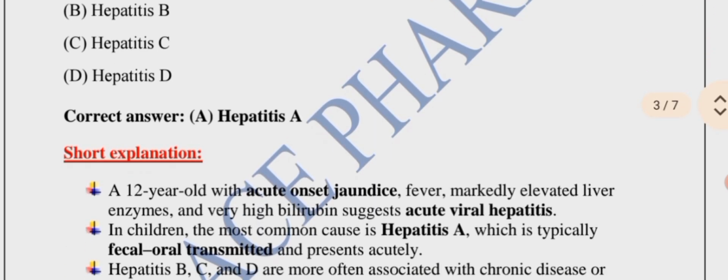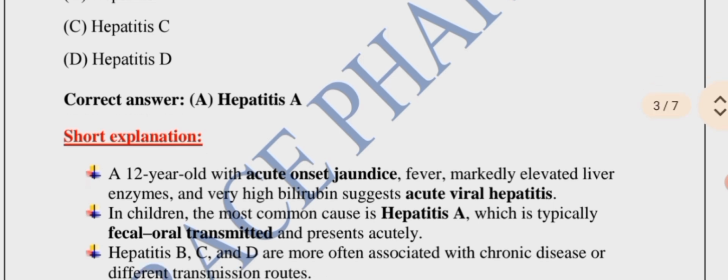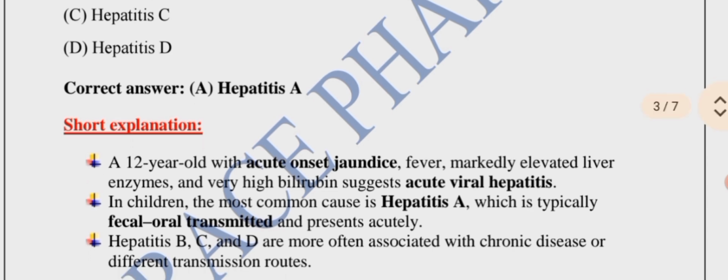Because 12 years old with acute onset jaundice, fever, markedly elevated liver enzyme and very high bilirubin suggest acute viral hepatitis. So in children the most common cause is hepatitis A, which is typically fecal-oral transmitted and presented acutely.